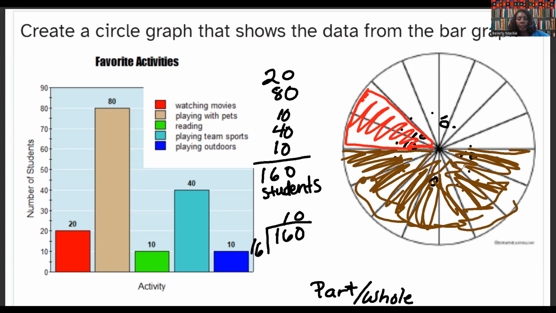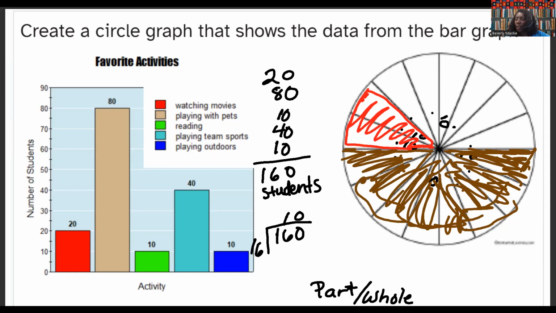And look, that's also half of my circle. Let's think about that. So what is half of 160? Yes, it also is 80. So we know we're doing good. All right, so 80.